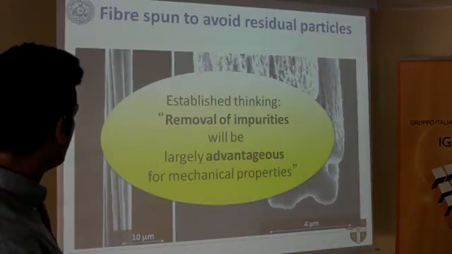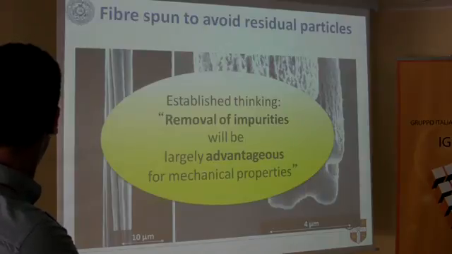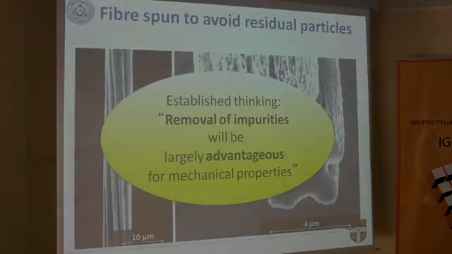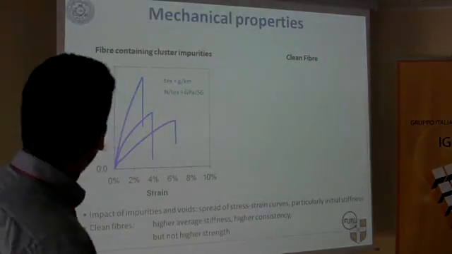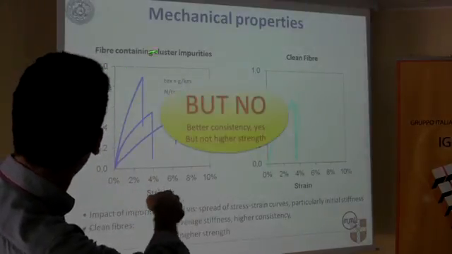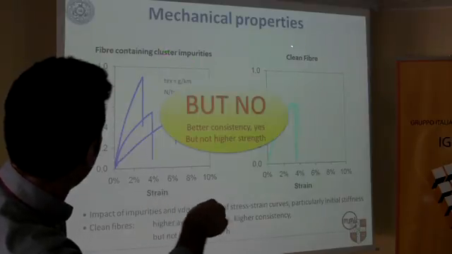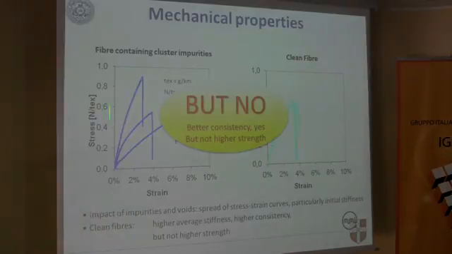But having a look at the experimental result, it's not like that. Here we have the fiber containing impurity and the clean fiber. The fibers containing impurity have better performance. And they are more reliable, because there is better consistency than in the clean fiber, but not higher strength.